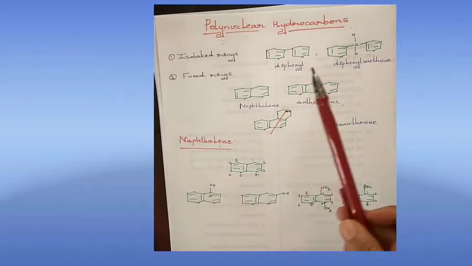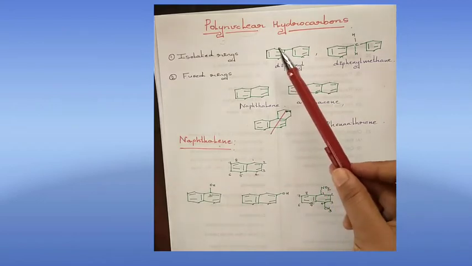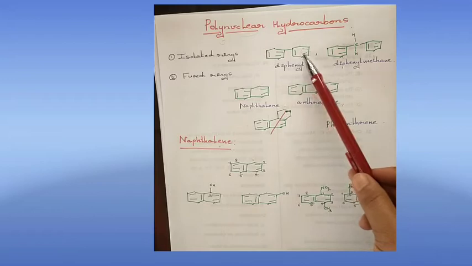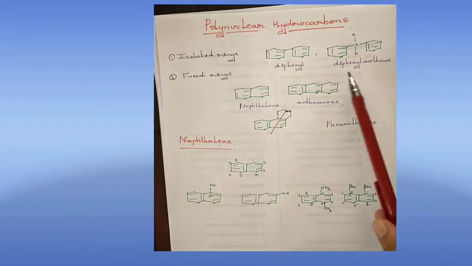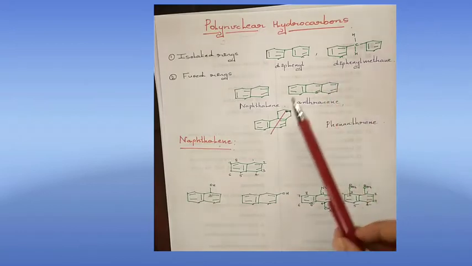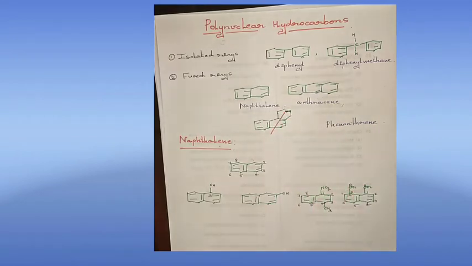Now look at here. The name of this compound is diphenyl. Di means two, phenyl means this group is called the phenyl group. When it acts as a substituent, then it is called phenyl. Again one more example, diphenyl methane, and the name of this compound is naphthalene, and it is anthracene, and one more example, that is phenanthrene. Now look at here.